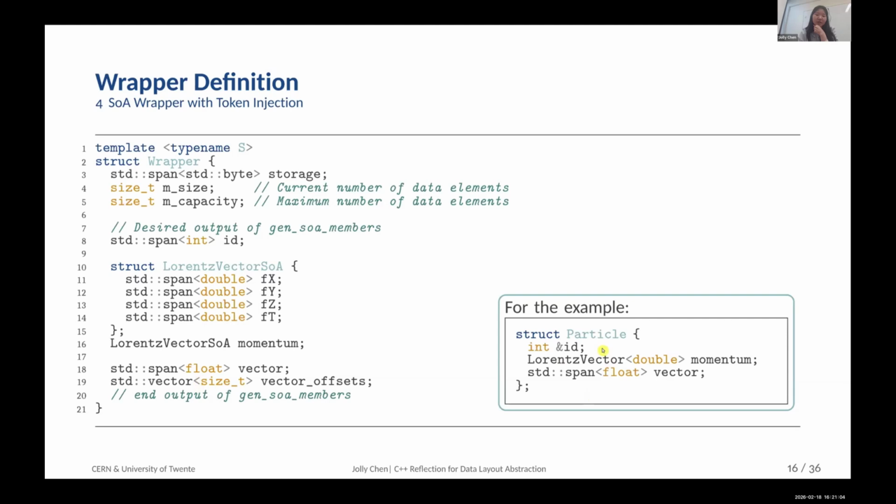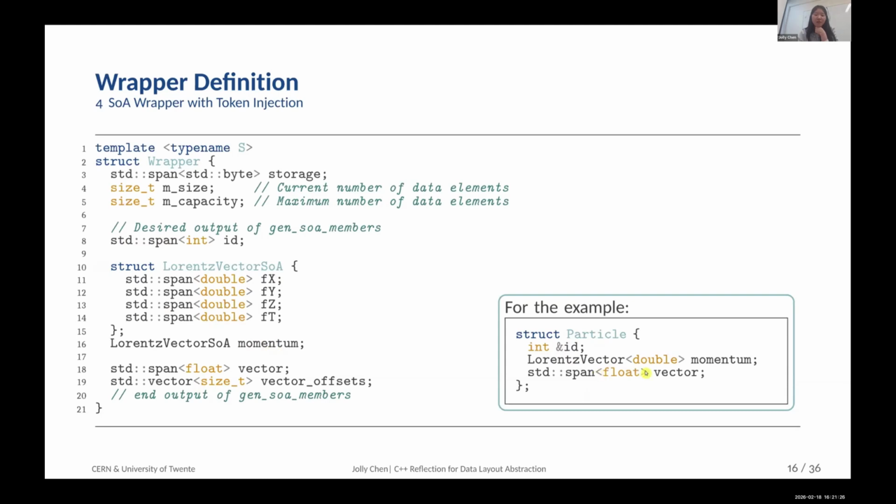So this is the example that we had before. And for each data member, we want to have a containerized version of it. And for the nested structure, we are recursively SOAifying the structures so that we can get this AOS style syntax even with the nested structures.